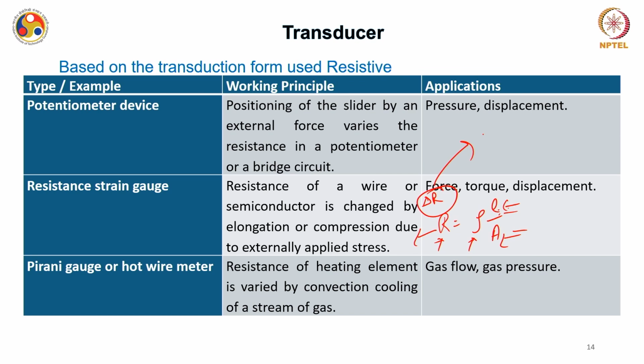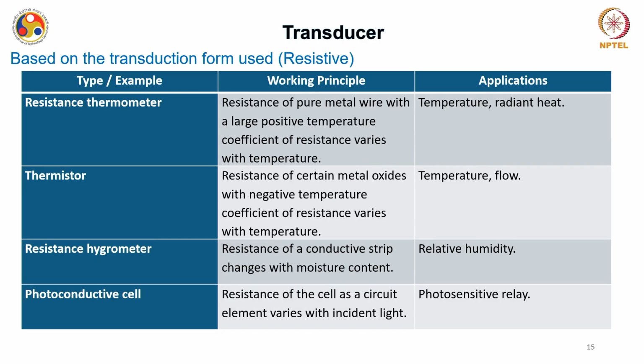Then there are other examples of resistive transducers like the Pirani gauge or hot wire meters, where the resistance of a heating element is varied by convection cooling of a stream of gas, and they are very important for monitoring gas flow or gas pressure. Similarly, we have resistive thermometers, thermistors and resistance hygrometers, where the resistance of a pure metallic wire changes when there is a change in temperature, and that's how resistive thermometers are designed.